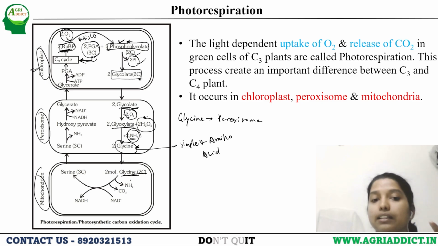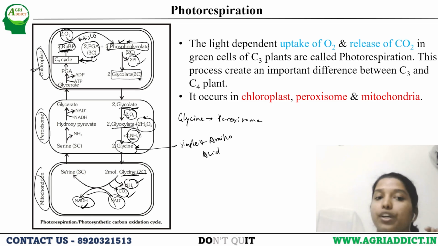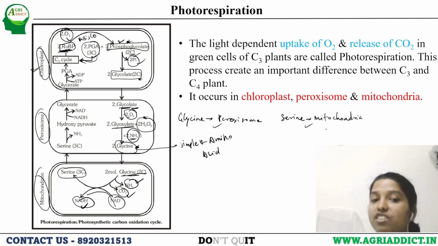Here one ammonia molecule will be released, one carbon dioxide will be released, and NAD will form NADH. It is an energy molecule. NADH is being formed. Now this glycine is getting converted into serine, another amino acid. So if it is asked in which organelle serine is formed during photorespiration, it is mitochondria. One amino acid is formed in peroxisome, which is glycine. The second is formed in mitochondria, which is serine.